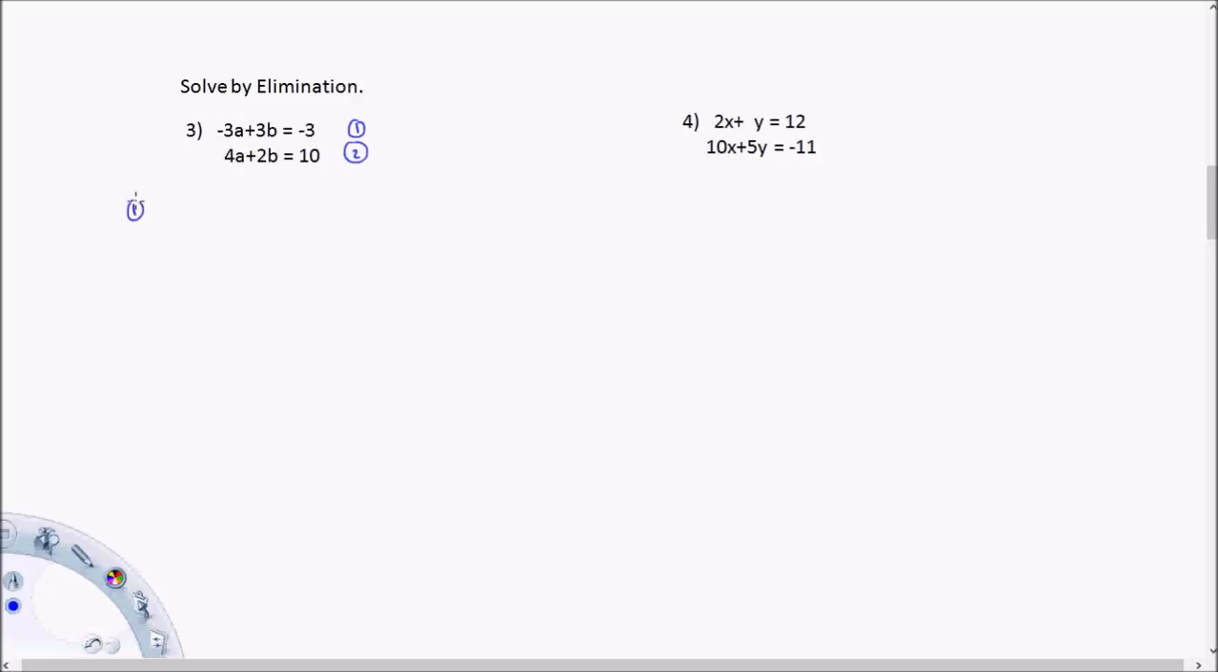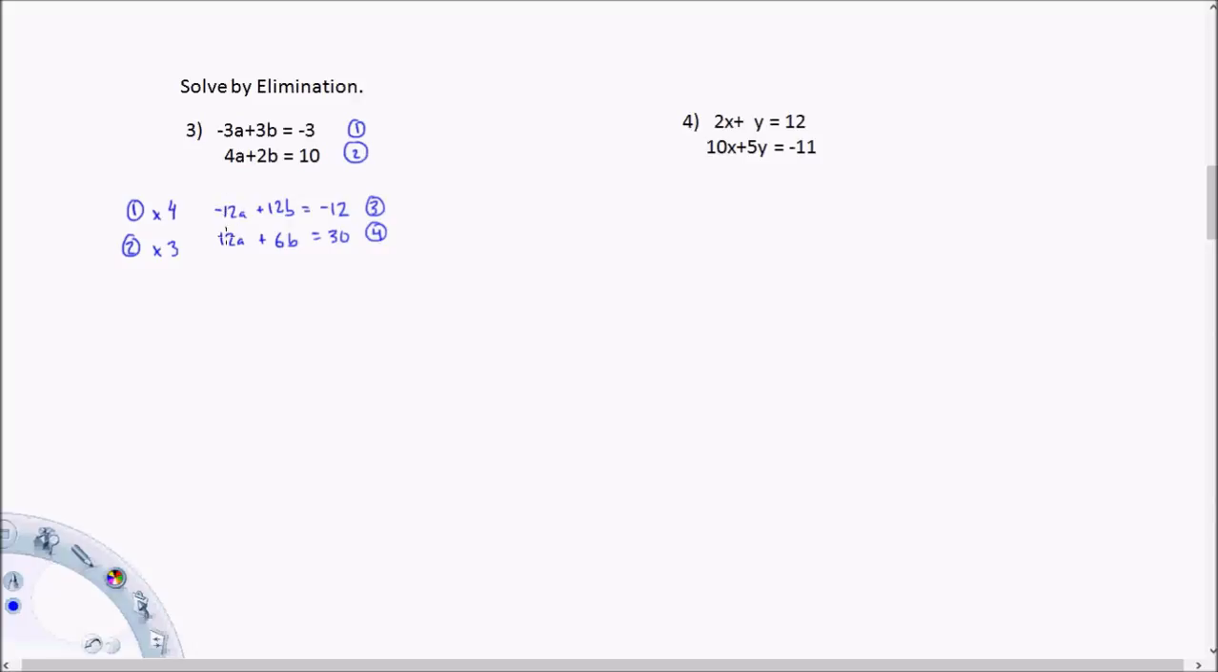So then we would want to take equation 1 and multiply it by 4 to get this a value to be 12, or specifically negative 12. So we'd end up with negative 12a plus 12b is equal to negative 12. And we can call that equation 3. Then we want to take equation 2, multiply it by 3, so that way we would get 12a plus 6b equals 30. And that's equation 4.